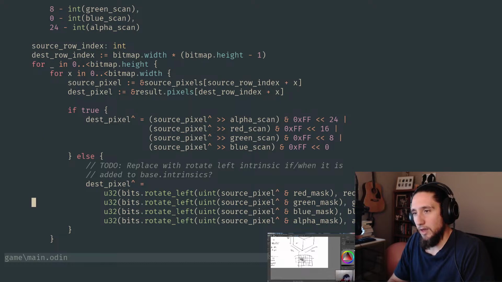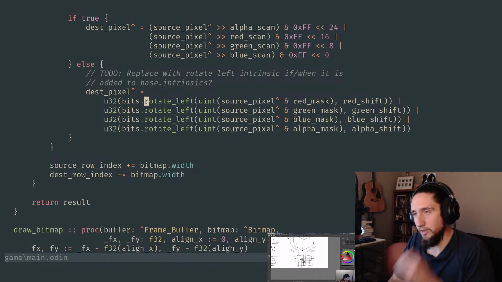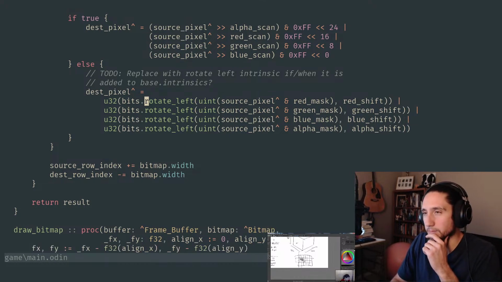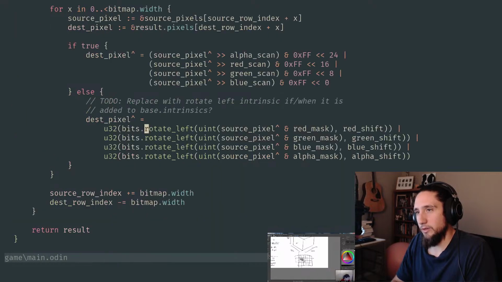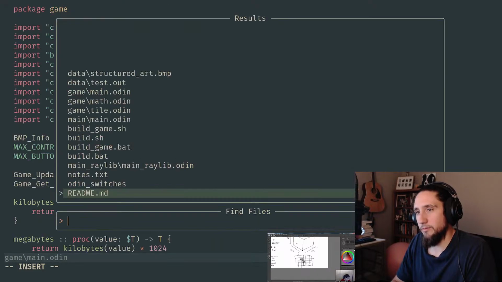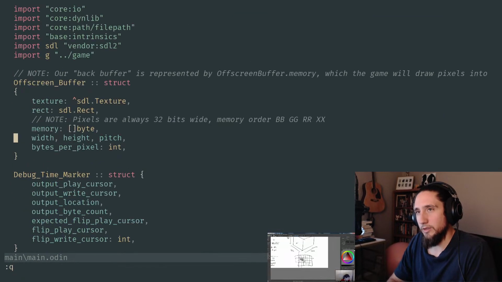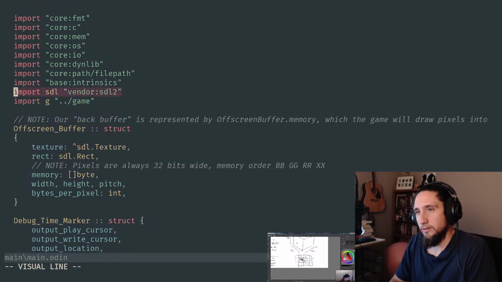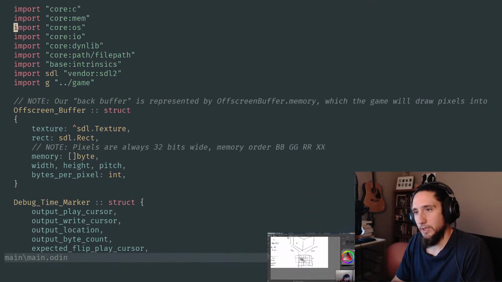Yeah, we didn't have that rotate left intrinsic to get those color values slotted into the right spot for the bitmaps that we're loading in. But if they add that at some point, then I can just drop that in. But there was some other functionality that I could just reach in and grab. And also, just writing the platform layer with SDL turned out to be pretty easy because, again, I can just import that vendored code. I don't know.